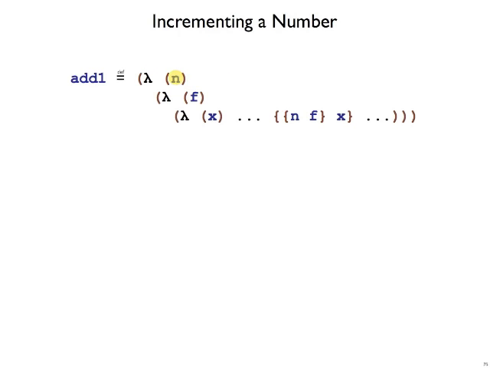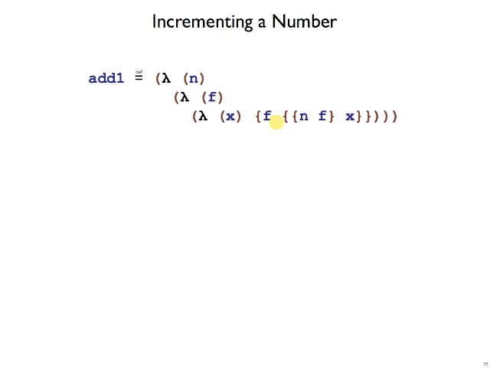We have n, and if we apply n to f and x, then that applies f to x n times. We're exploiting the particular encoding of numbers in order to implement add1. We know that n is encoded as a function that takes 2 arguments and applies its first argument to its second argument n times. So to apply it n plus 1 times, we just have to add 1 more application of f on the outside. And now we've implemented add1. We take a number and we return this function, which takes 2 arguments and applies f n plus 1 times to x by using the fact that n will apply n times to x.